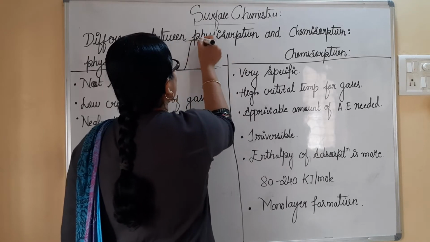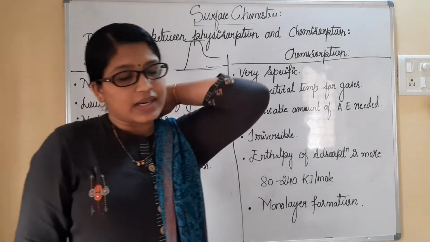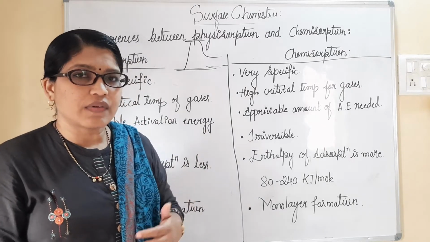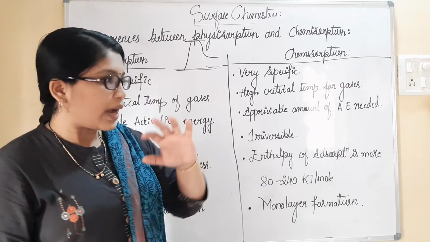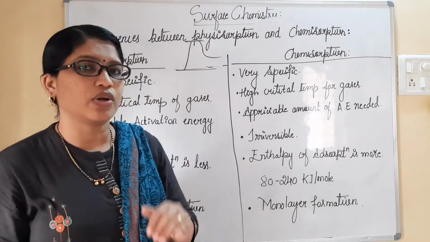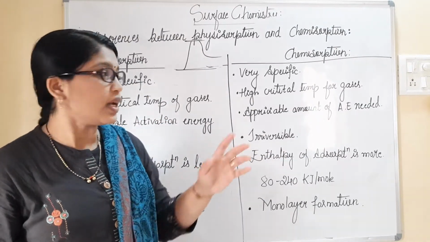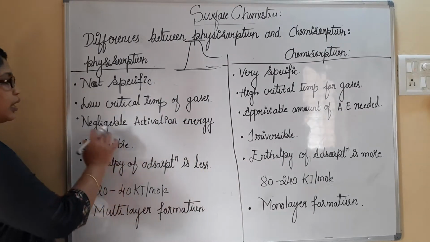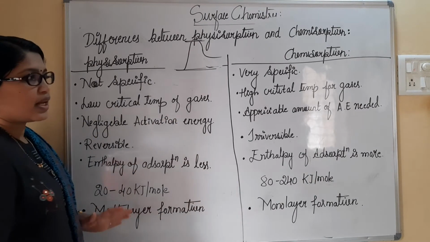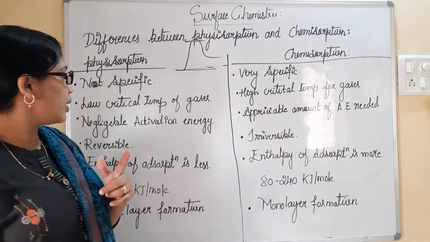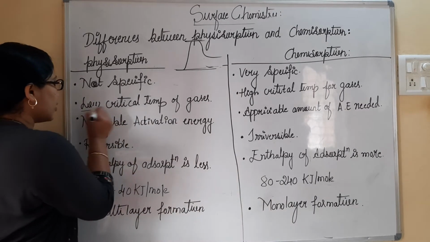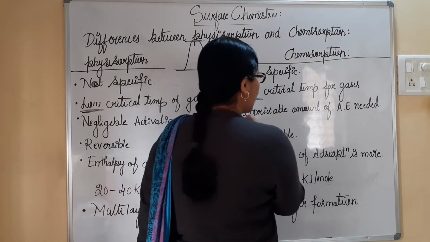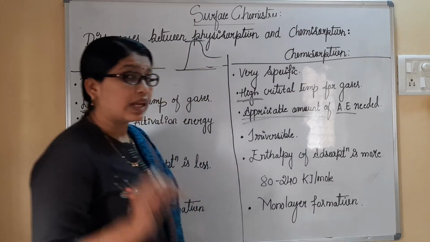Diagram I have shown here. This is called activation energy. You might have studied regarding activation energy. Activation energy is the minimum amount of energy required to convert from reactants to products. Since the bonding is strong, more activation energy is needed. High activation energy and high critical temperature of gases are required. Now see here, very negligible amount of activation energy is required and this process can be carried out at low critical temperature. But here we need high critical temperature. Appreciable amount of activation energy is needed.